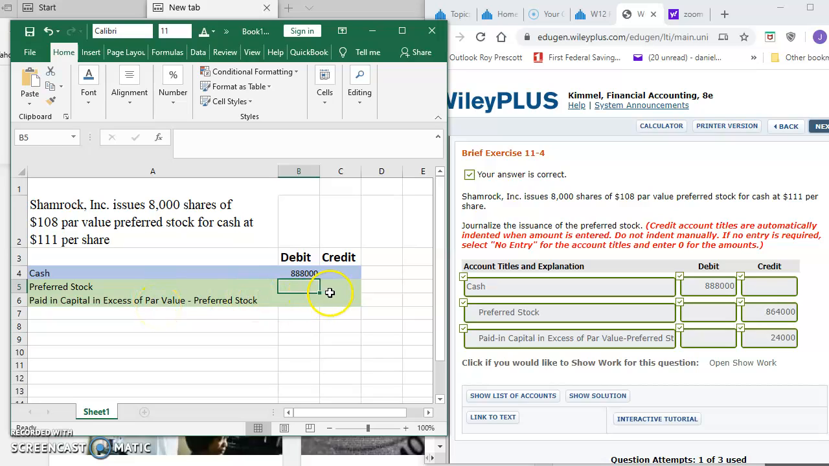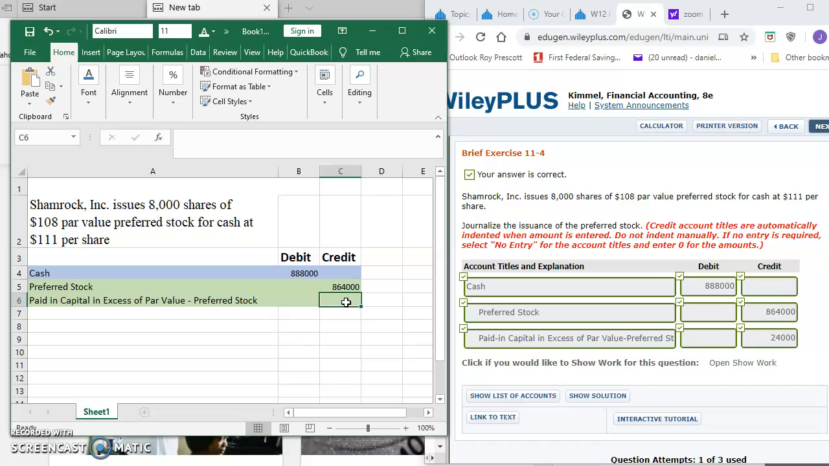So the preferred stock, if we look at the information over here, the par value was $108. So to figure out the amount that we will credit to the preferred stock, we take 8,000 and we multiply that by the 108. That was the par value. That gives us a balance of $864,000 that is credited to the preferred stock account.